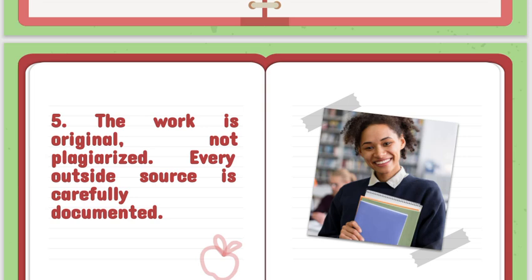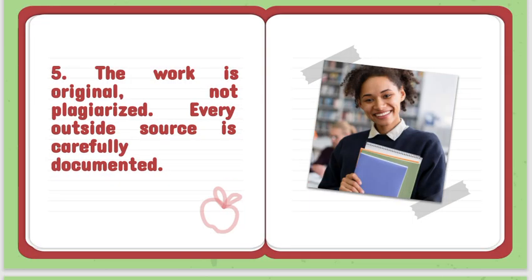Number five, the work is original, not plagiarism. Every outside source is carefully documented. Now, this is the most important thing. Every researcher should make sure that the title or the topic is original, not plagiarism. So every sentence or every definition in the research paper should be carefully documented.